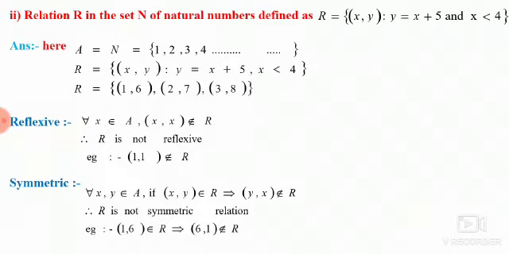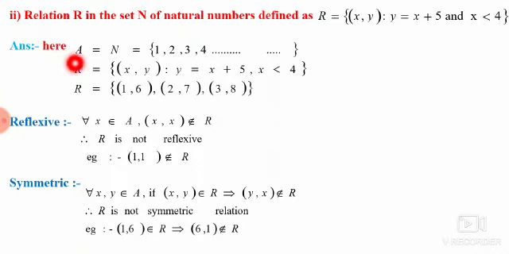Moving to the second question. Relation R in the set N. Now the given set is the set of natural numbers, and this N is an infinite set. R is equal to the set of x comma y such that y is always equal to x plus 5 and x is less than 4. Now we have to determine whether this relation R is reflexive, symmetric or transitive.